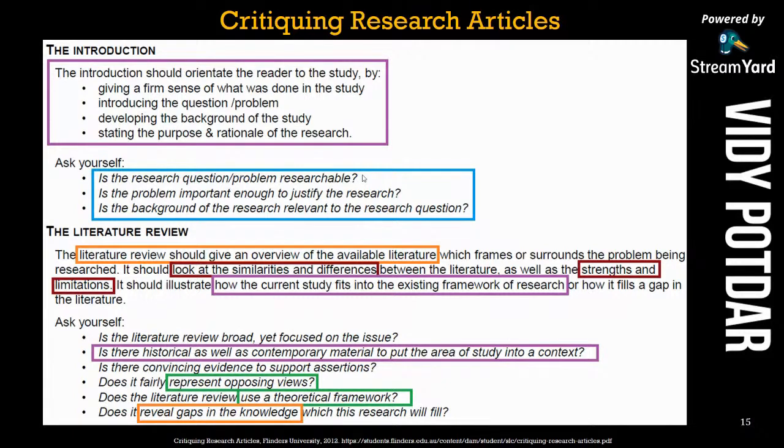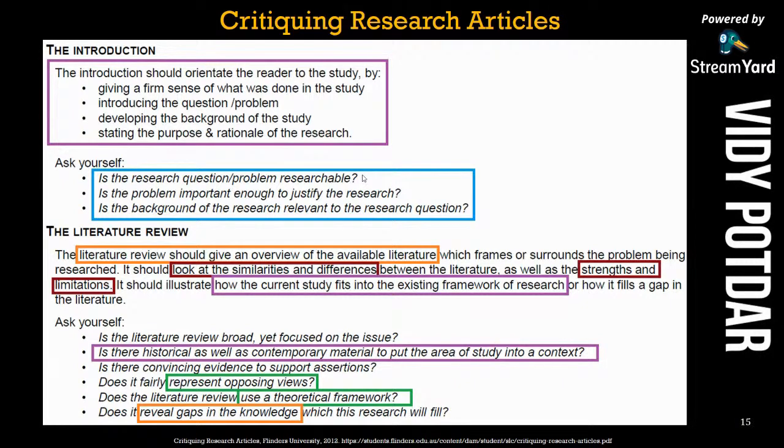And is the background that is provided in the introduction section relevant to the research question or not? So these are the three questions you can ask, or you can look for the answers to these questions when evaluating the introduction of any paper that you are reading or evaluating or criticizing.